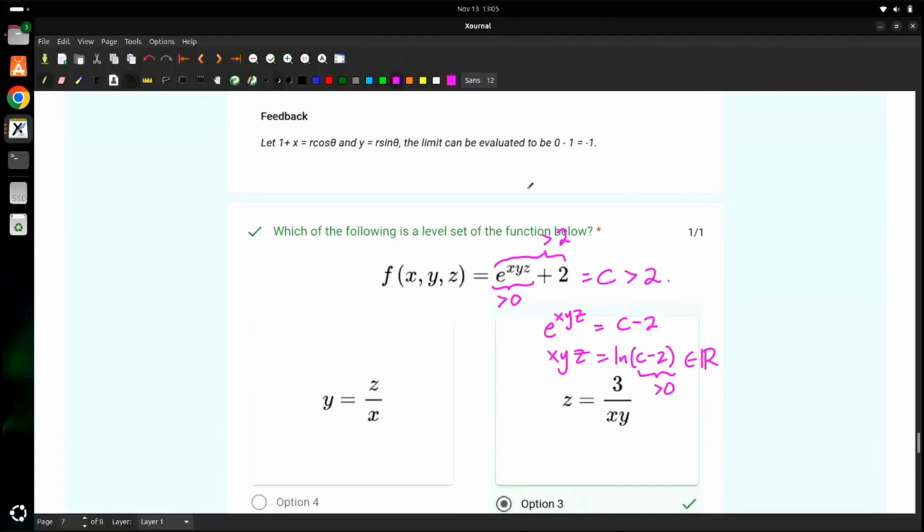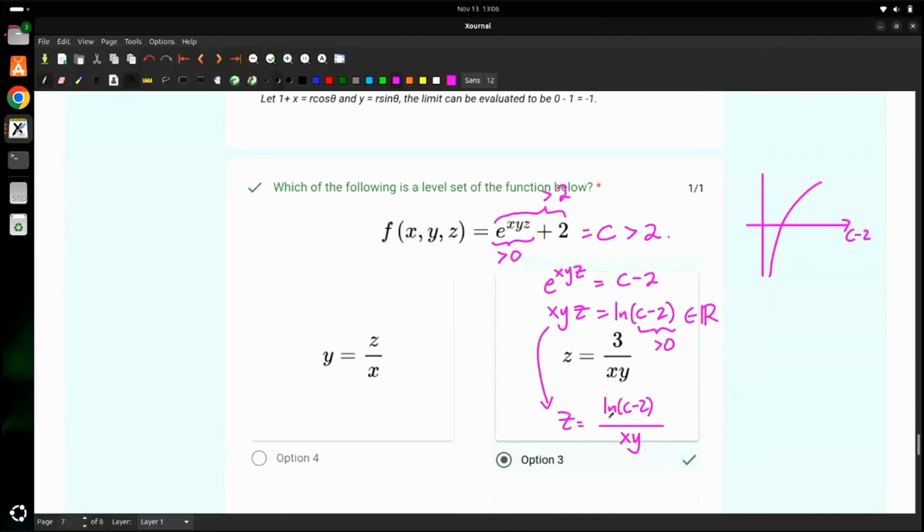The ln function looks like that. Let's say this is your c minus 2 axis. With c minus 2 more than 0, a ln function can give you any real number. So from here you can write it as z equals ln of c minus 2, divided by xy. If you observe, this 3 over xy conforms to this form, where ln of c minus 2 will be 3. So this is the correct answer.